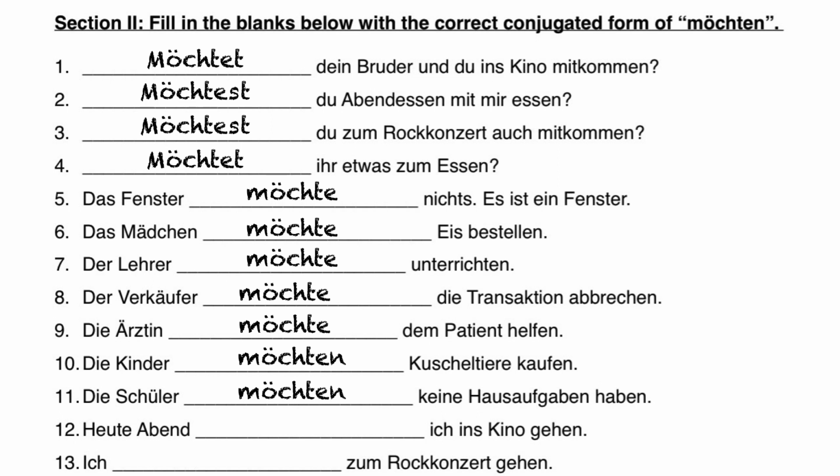Heute Abend something ich ins Kino gehen. Heute Abend möchte ich ins Kino gehen. Even though ich is after the blank in this sentence, it's still the subject because ich is always the subject. And besides that, this evening cannot be our subject. This sentence says, this evening I would like to go to the movie theater.